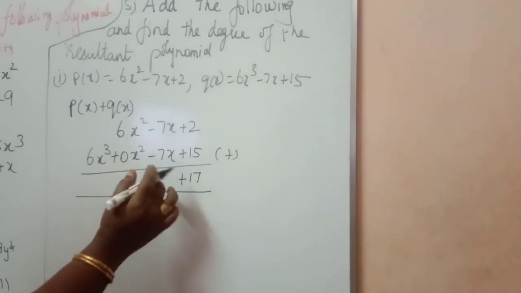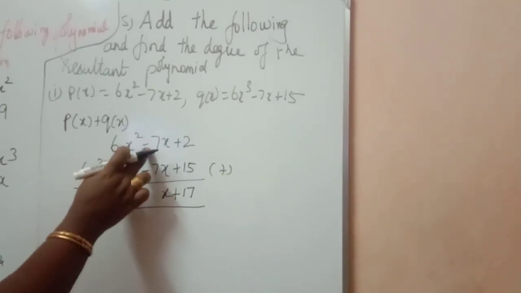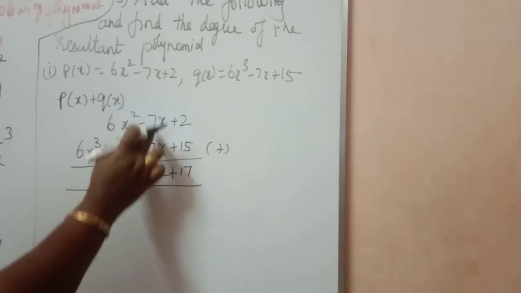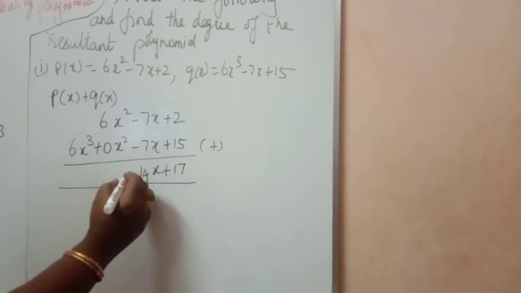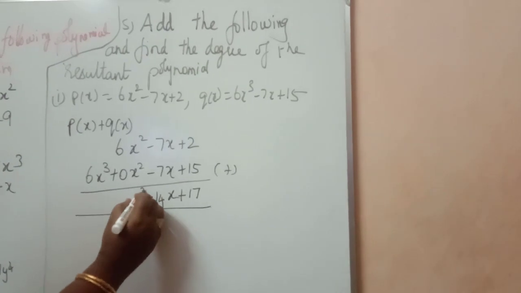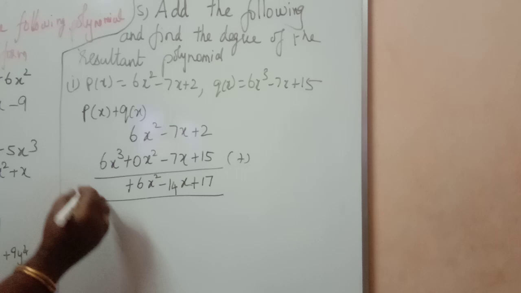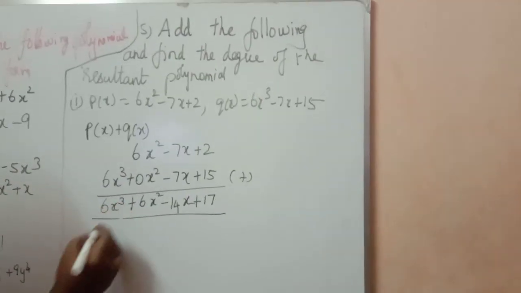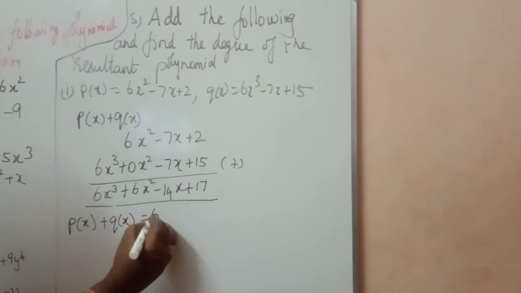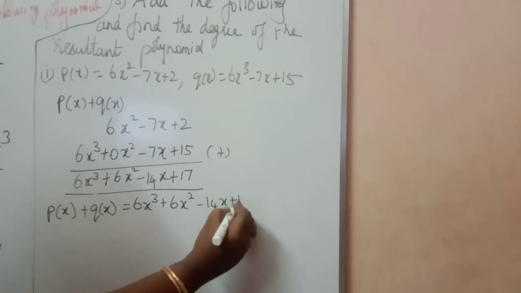Next, how to add the variable. If both are the same variable, write the same variable and add the coefficients alone, minus 7, minus 7. Again, same sign or different sign? Same sign. So add these two numbers and put the same sign. Next, variable x square. Both are x square, so we can write x square. Again, both are same sign, so add and put the same sign. So here only one term, so 6x cube. So p of x plus q of x is equal to 6x cube plus 6x square minus 14x plus 17.